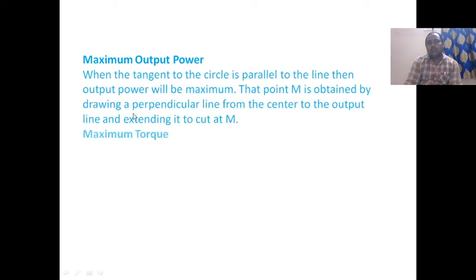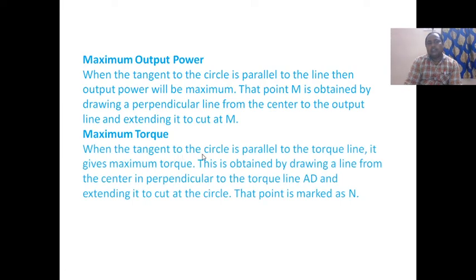How can you find the maximum output power in the circle diagram? When the tangent to the circle is parallel to the output line, the output power will be maximum. That point M is obtained by drawing a perpendicular line from the center to the output line and extending it to cut the circle at M. Maximum torque: when the tangent to the circle is parallel to the torque line, it gives maximum torque.